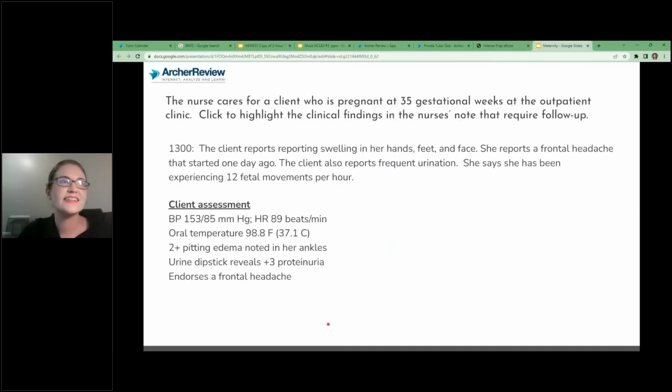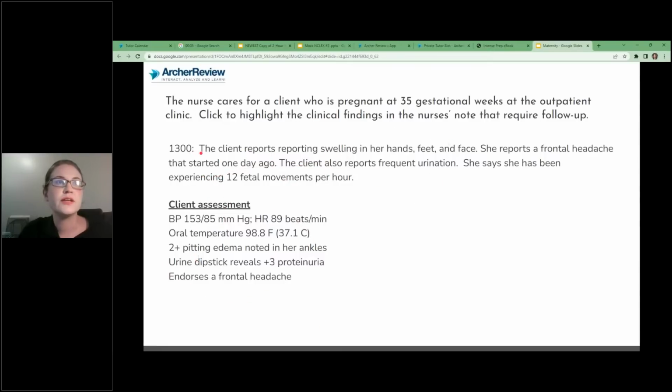All right. Okay, let's try another one. Just a couple more. All right, the nurse cares for a client who is pregnant at 35 gestational weeks at the outpatient clinic. Click to highlight the clinical findings in the nurse's note that require follow-up. So we'll go through this together. We'll start with this and then we'll move to the client assessment.